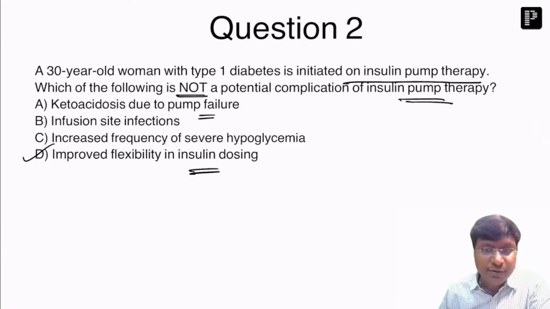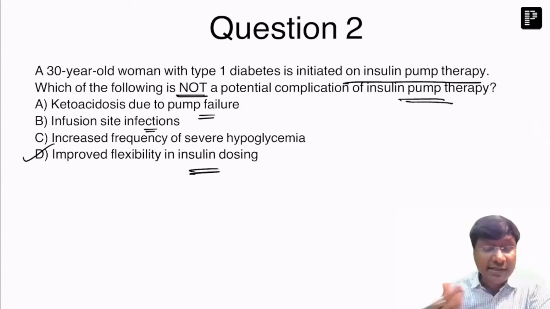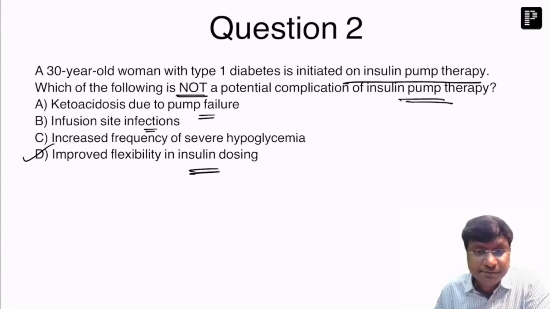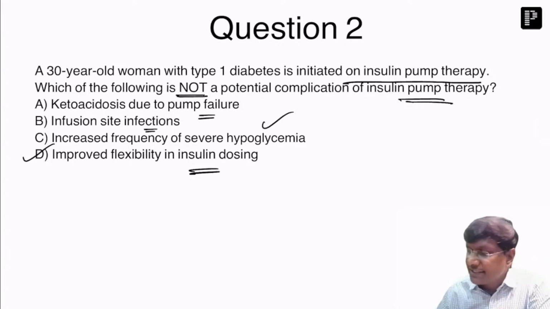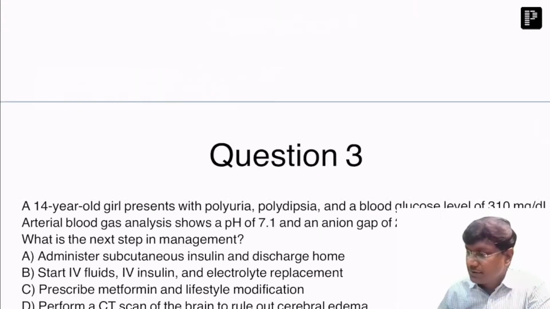So whenever there is pump failure, there is chance of diabetic ketoacidosis. Whenever there is, or there can be infusion site infection, and there is increased frequency of the severe hypoglycemia also. But improved flexibility in insulin dosing is not a potential complication. Okay. Next question.